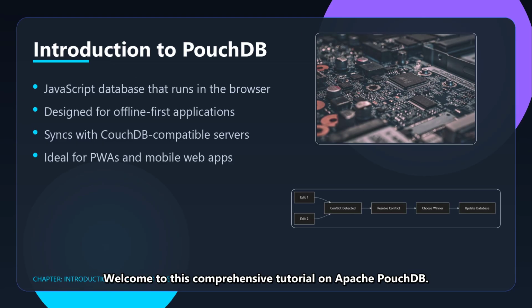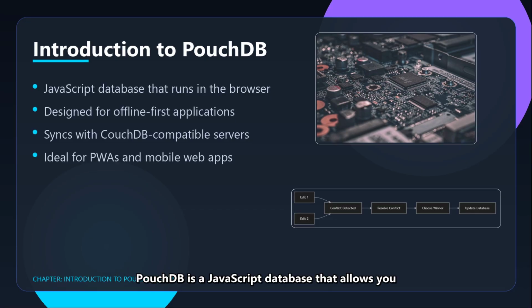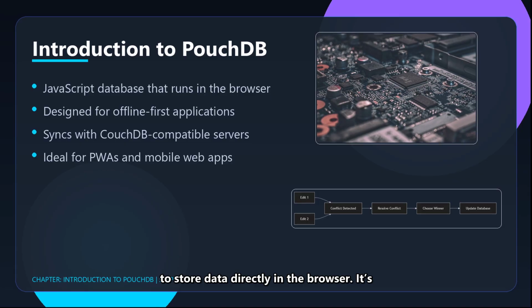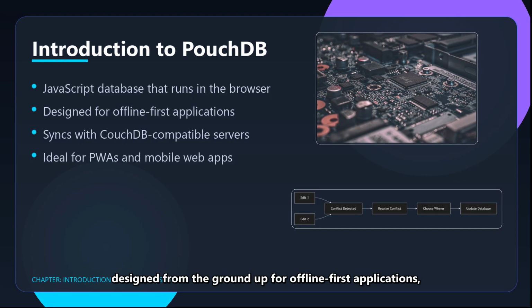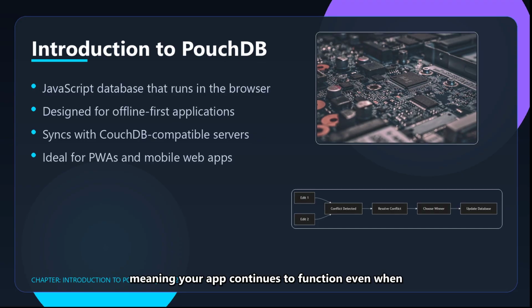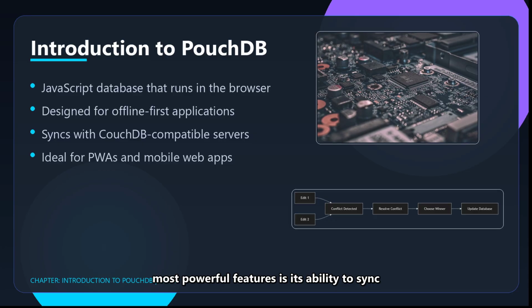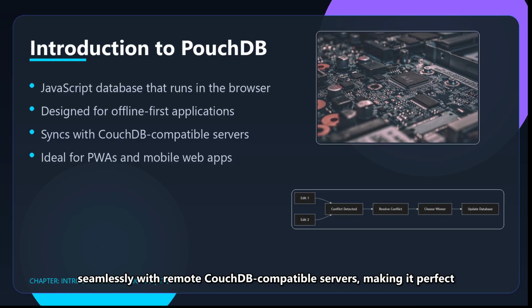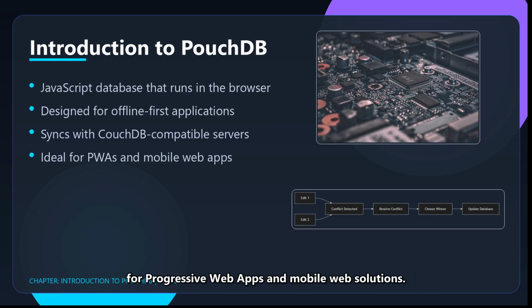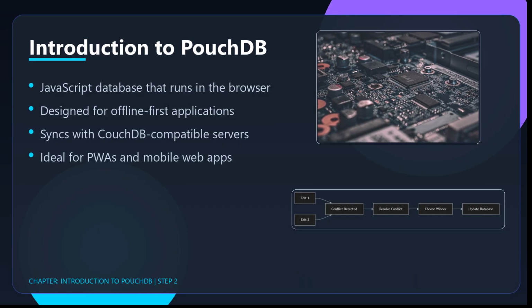Welcome to this comprehensive tutorial on Apache PouchDB. PouchDB is a JavaScript database that allows you to store data directly in the browser. It's designed from the ground up for offline-first applications, meaning your app continues to function even when the user loses internet connectivity. One of its most powerful features is its ability to sync seamlessly with remote CouchDB-compatible servers, making it perfect for progressive web apps and mobile web solutions.